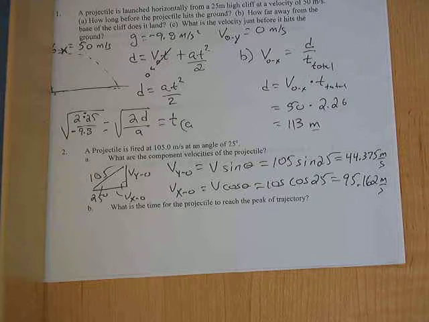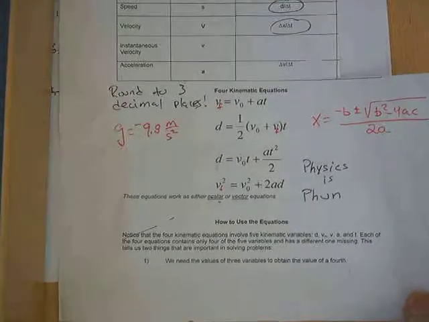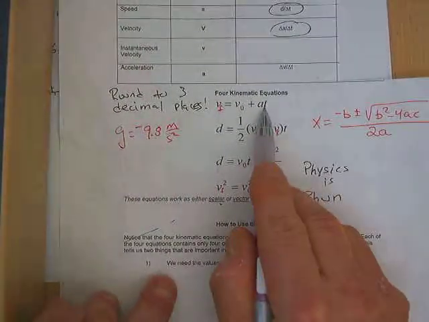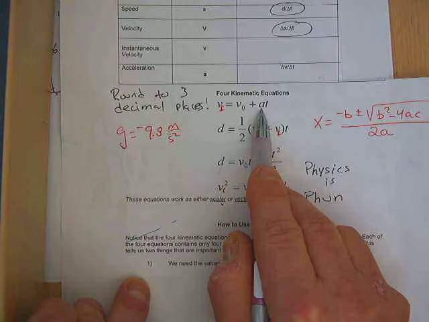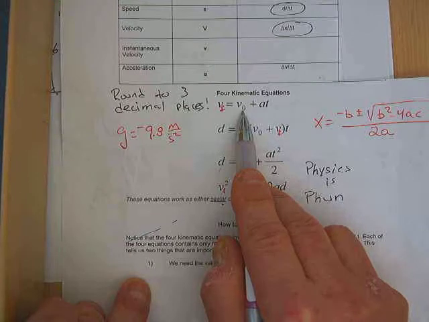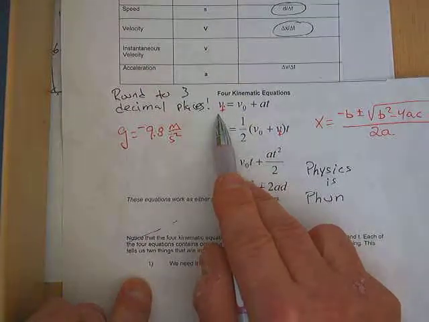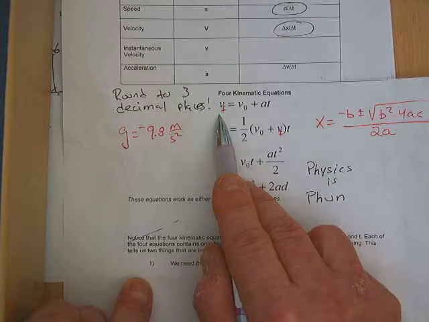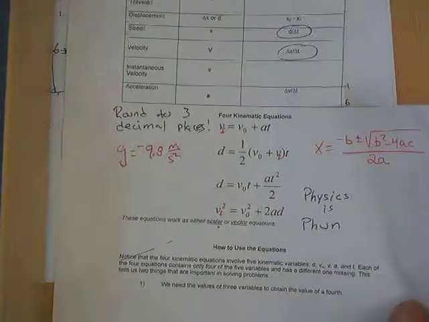Part B. What is the time for the projectile to reach the peak of the trajectory? Which velocity component, vertical or horizontal, helps us determine the time to the peak? The vertical. So looking at our equation sheet, I want to know time. Do I know acceleration? I do. It's gravity. Do I know the initial vertical velocity? I do. Do I know the final vertical velocity? What is it? It is 0. So that equation will work.